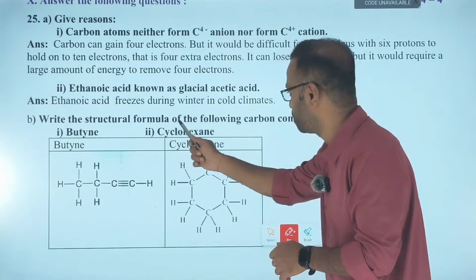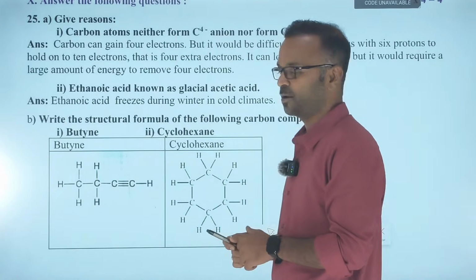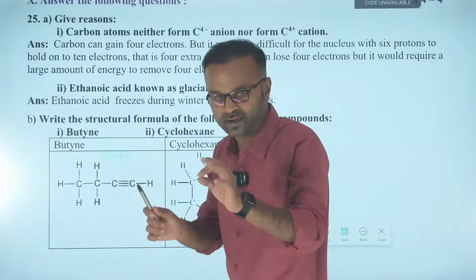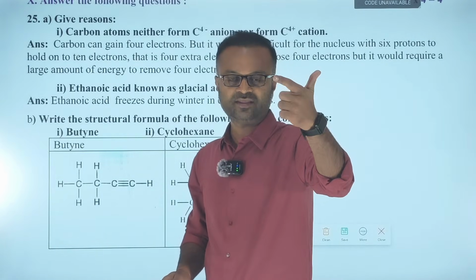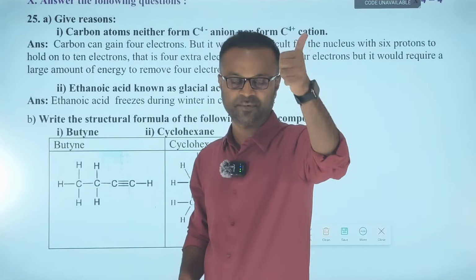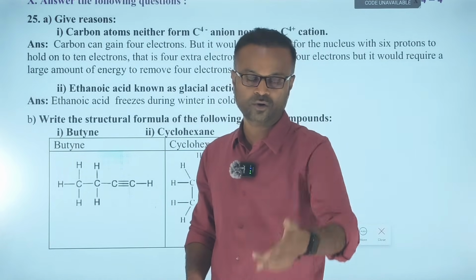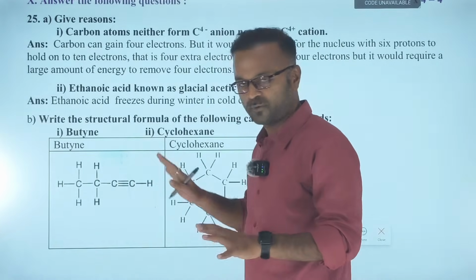Write the structural formula of the following carbon compounds. One is butane, another one is the cyclohexane. Butane, but means see, meth 1 carbon atom, eth 2, prop 3, but 4, pent 5, hex 6, hept 7. At least you remember 7 to 8, oct 8 and all. Okay. But means 4 atoms. You draw it here 4 atoms.